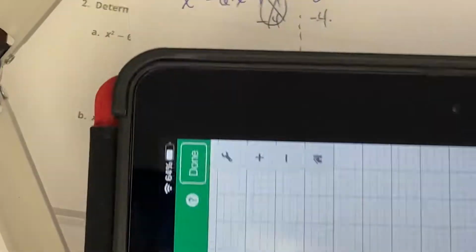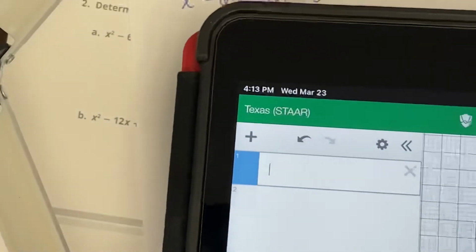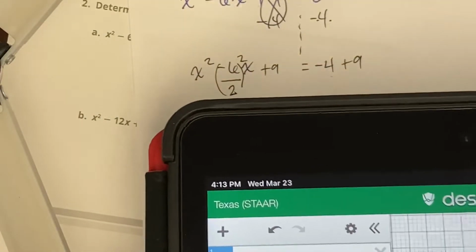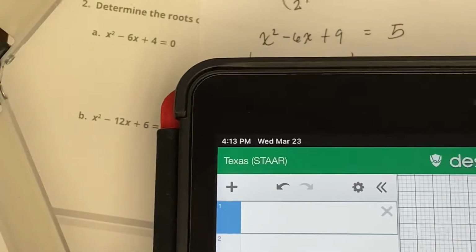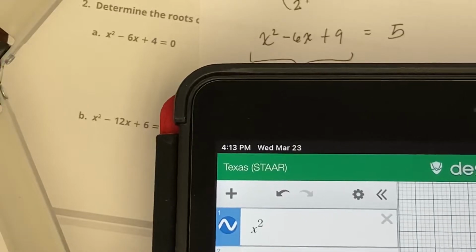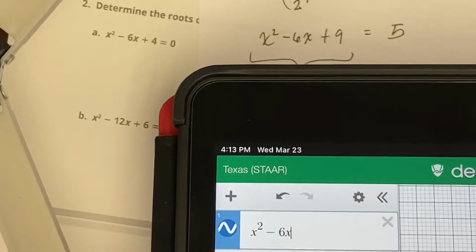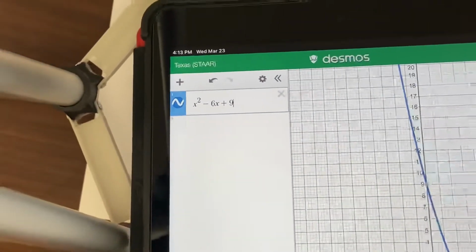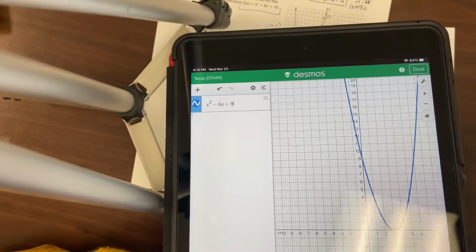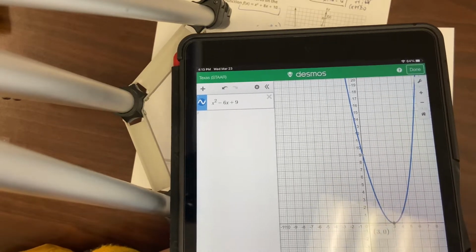Oh, why did I do that? Okay, here we go. Move up the paper a little bit so I can see. X squared minus 6x plus 9. Looks beautiful. Let me zoom out so you can see what I got. Terrific. If I click that, it's right at 3, so it's x equals 3.